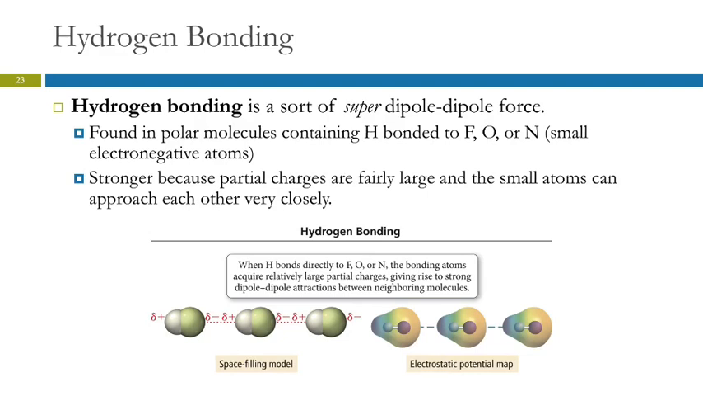It's called hydrogen bonding because hydrogen is involved. It's easily confused with a covalent bond between hydrogen and something else. That's not what it is. It's an intermolecular force. Okay, so how do we remember that it's fluorine, oxygen, or nitrogen?